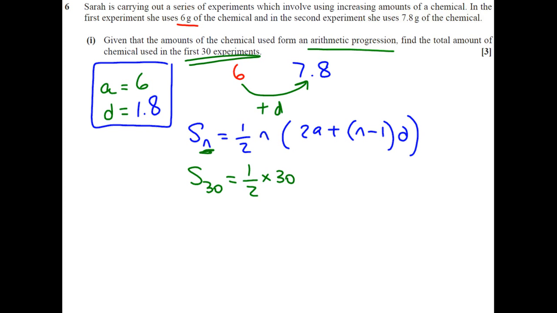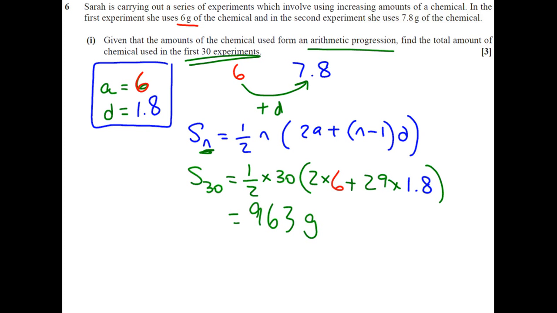Half times by 30, we're just putting numbers into an equation now. Okay. 2 times 6 is 12. Plus n minus 1, which is 29, times common difference, 1.8. And you can put that into your calculator. Just do it now. 30 times a half, 15 times by 2 times 6, 12, plus 29 times 1.8. 963. Okay, and if we want to give units, 963 grams used up. Okay, so much for chemical you've used, 963.